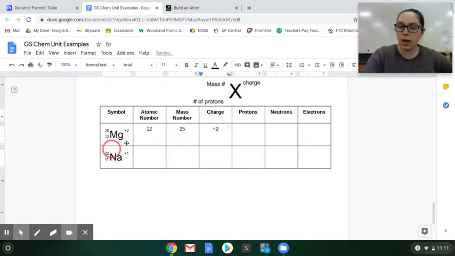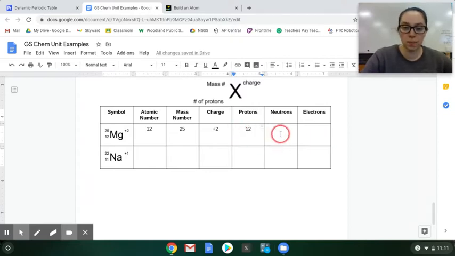Okay, that's all the information that I got just from looking. I didn't even have to do any calculations. Now I have to do a little bit of calculation. My protons are equal to my atomic number. This has a charge on it, which means my protons and my electrons are not the same thing. So let's hold off on that.